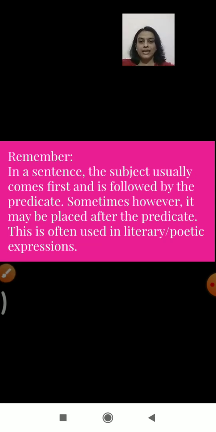Many times, in a sentence, the subject comes first, then comes the predicate. But it is not always so. In a sentence, the subject usually comes first and is followed by the predicate. Sometimes, however, it may be placed after the predicate. This is often used in literary or poetic expressions. You'll find them mostly in poems. These are sentences where the predicate comes first and the subject comes later on.